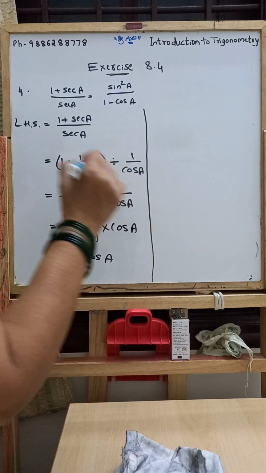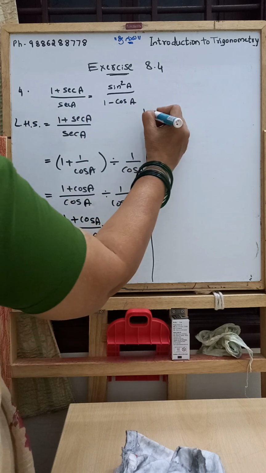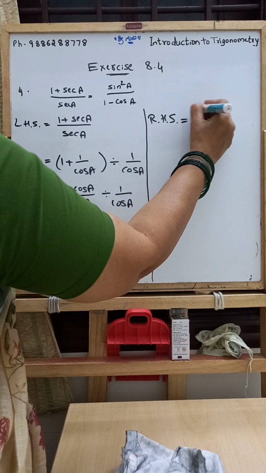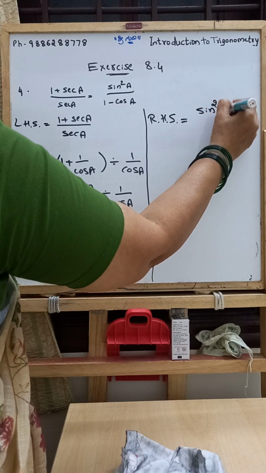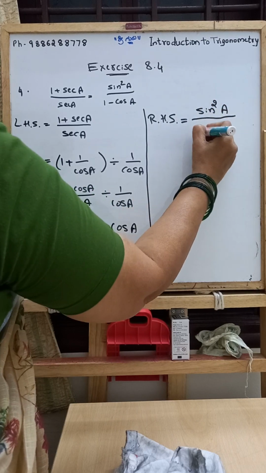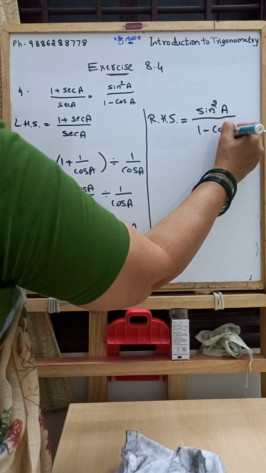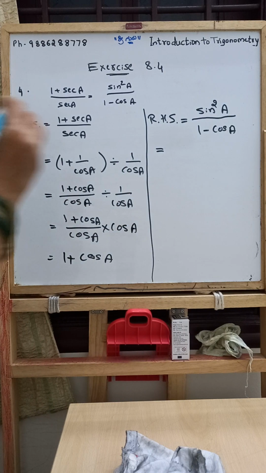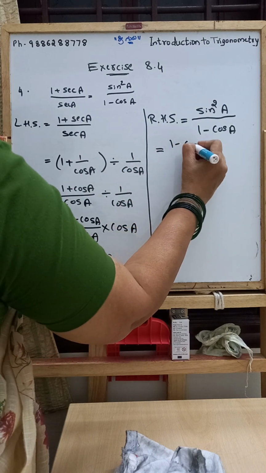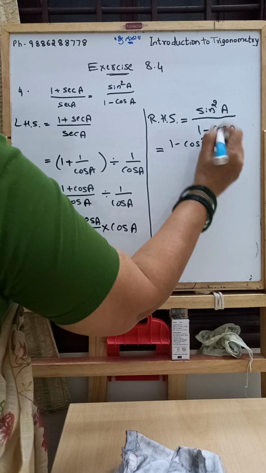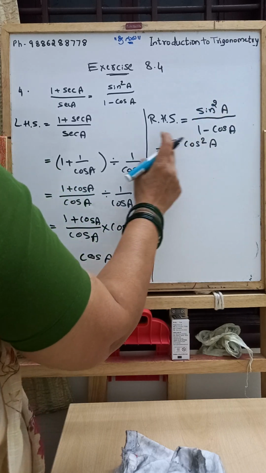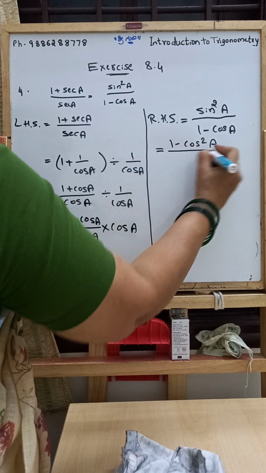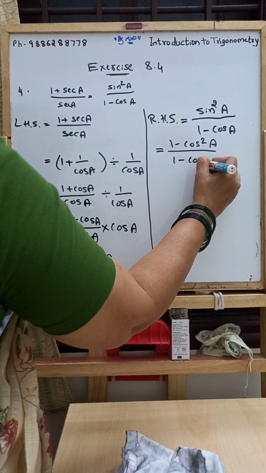and separately we'll simplify the given ratio. This is equal to 1 minus cos square A. Why? Sin square A plus cos square A is equal to 1. Therefore, sin square A is equal to 1 minus cos square A, divided by 1 minus cos A.